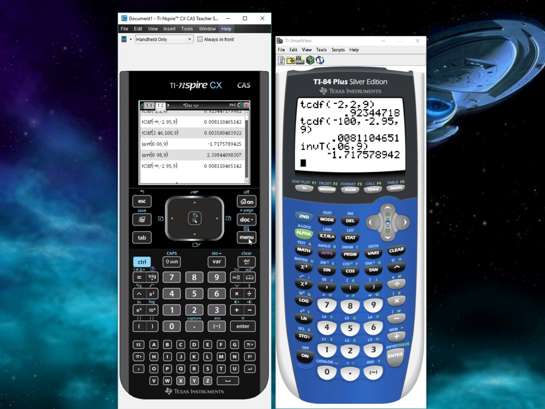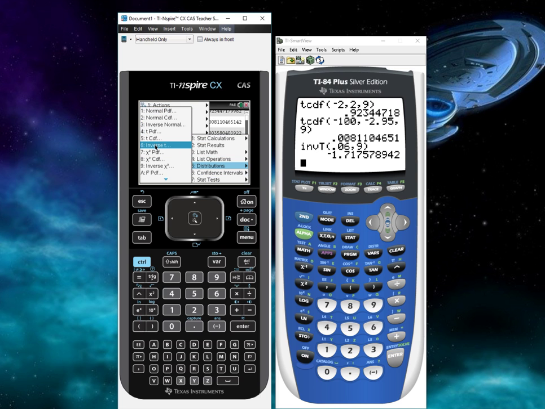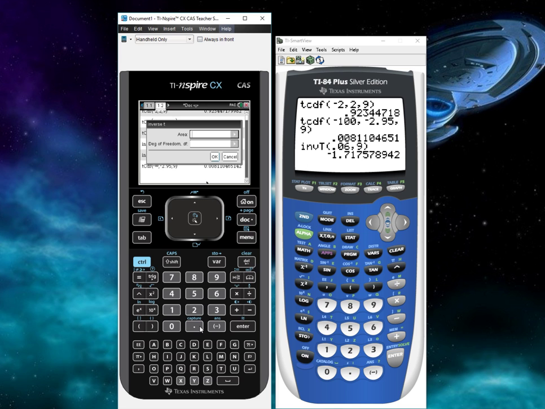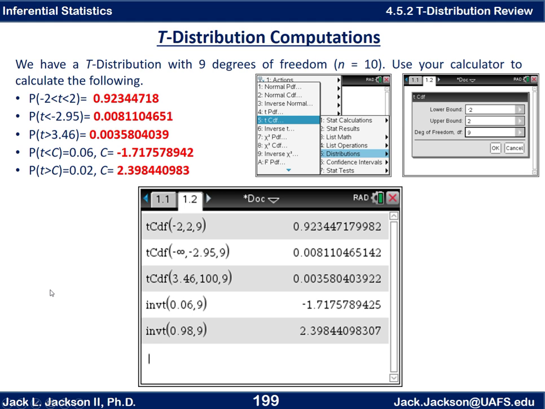And inverse t is very similar. Go to statistics, go to distributions. Inverse t is there. The area means to the left, so let's do the last one. It's 0.02 to the right, which means it's 1 minus that, or 0.98 to the left. And again, 9 degrees of freedom. Okay, and there it is. So there are the screens for the TI-84, and here's the screen you can see for the TI Nspire.